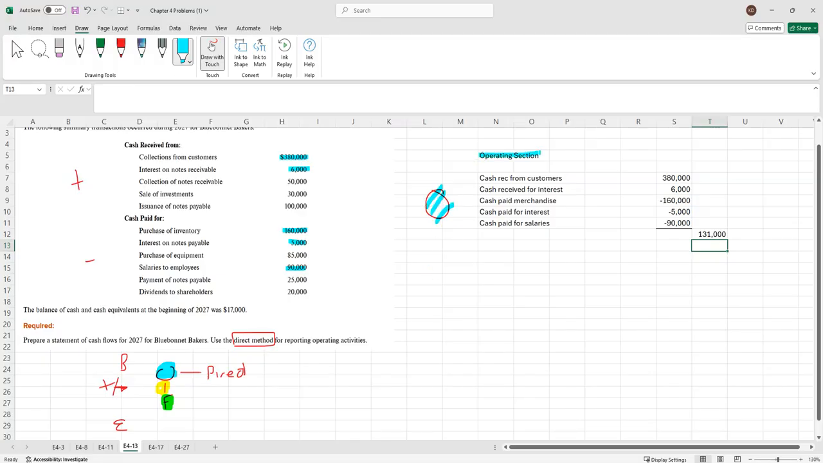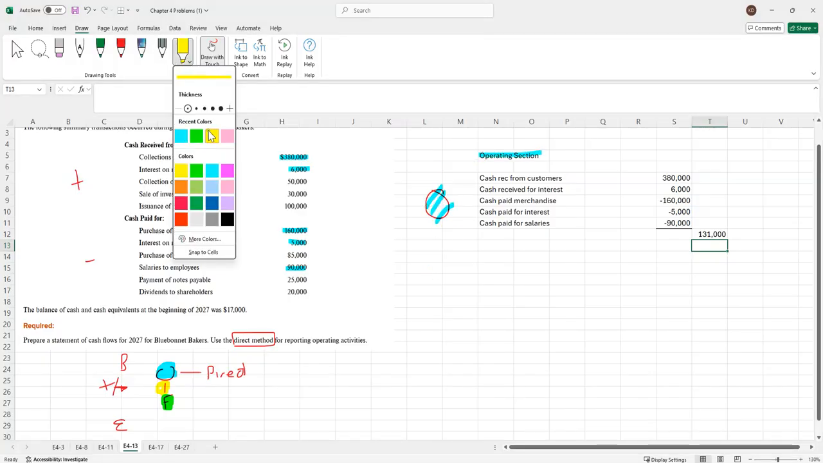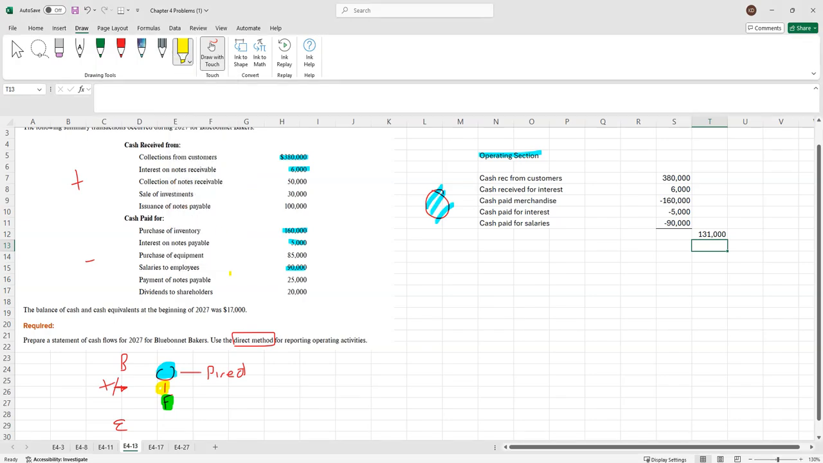Nothing too bad. Now let's look and see, can we find anything related to our investing cash flows, right? We said this tends to be related to longer term investments and PP&E. So on here, collection of notes receivable, sale of investments, that's going to be good. Going down, oh, we bought some equipment. All of those fit into that category of investments that we make or PP&E that we buy and intangibles that we buy.